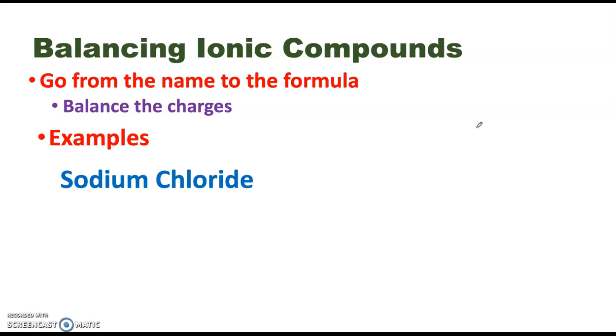So examples, sodium chloride. In order to write this out, the first thing that I like to do is write out the formula. Sodium is Na. Chlorine is Cl. Now the next thing I like to do is look up the oxidation numbers. So look up sodium on your sheet. It's a +1 charge. Remember, chlorine is usually a -1 charge.